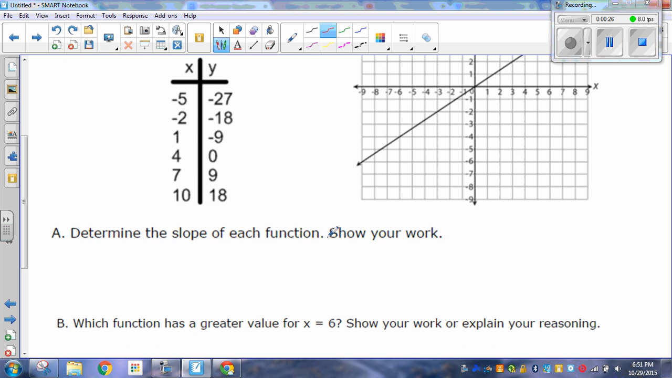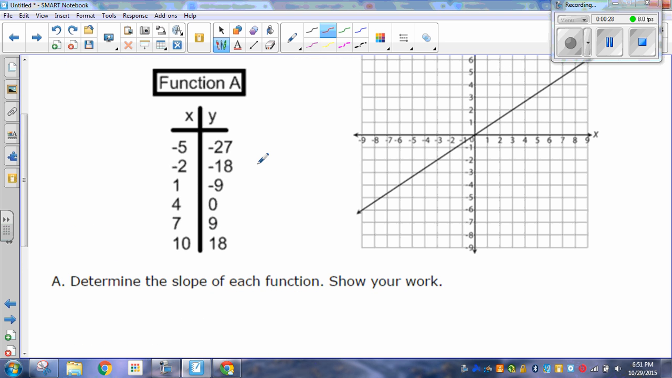In part A, it says determine the slope. You can find this slope without graphing it. The way you would do that is pick a couple points, like the point 1, -9, for example. Pick another point, I don't know, 4, 0. I don't have to use these two. I'm just using it because I like it. And I'm just going to take the difference of my y's. So 0 minus -9 is not 10, it's positive 9. And 4 minus 1 is 3, so I can clearly see that the slope of function A is 3.